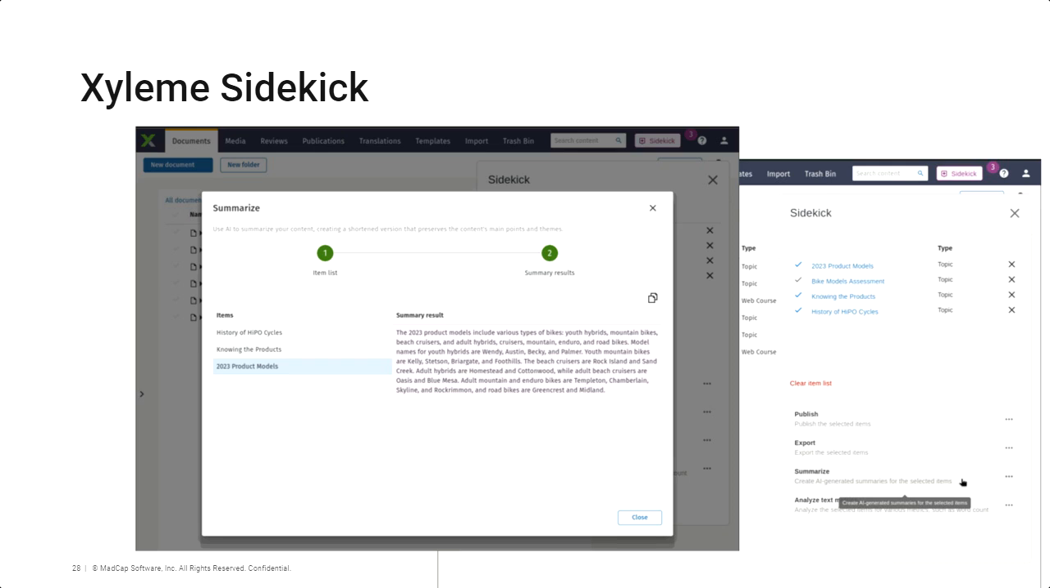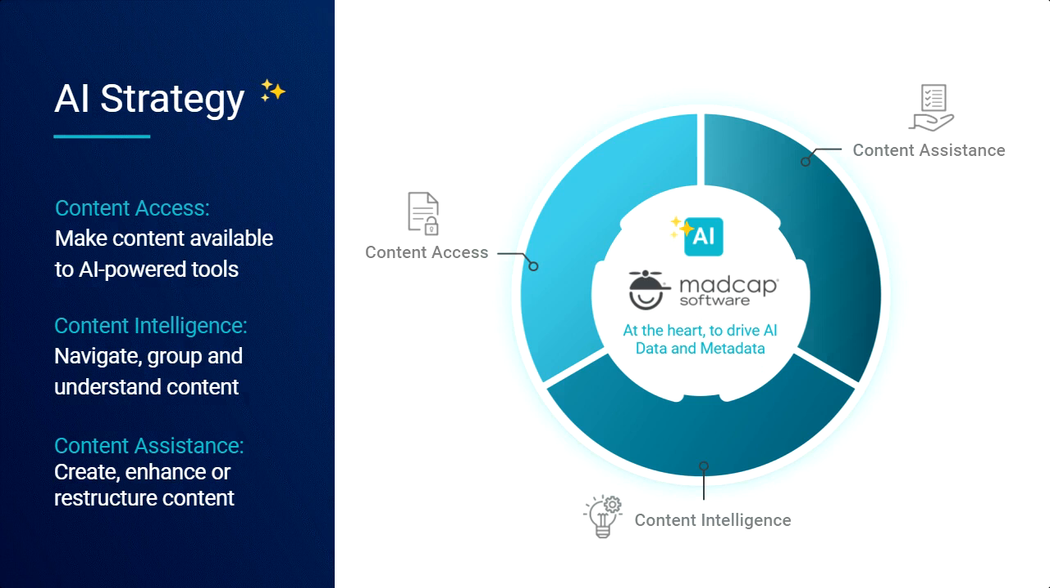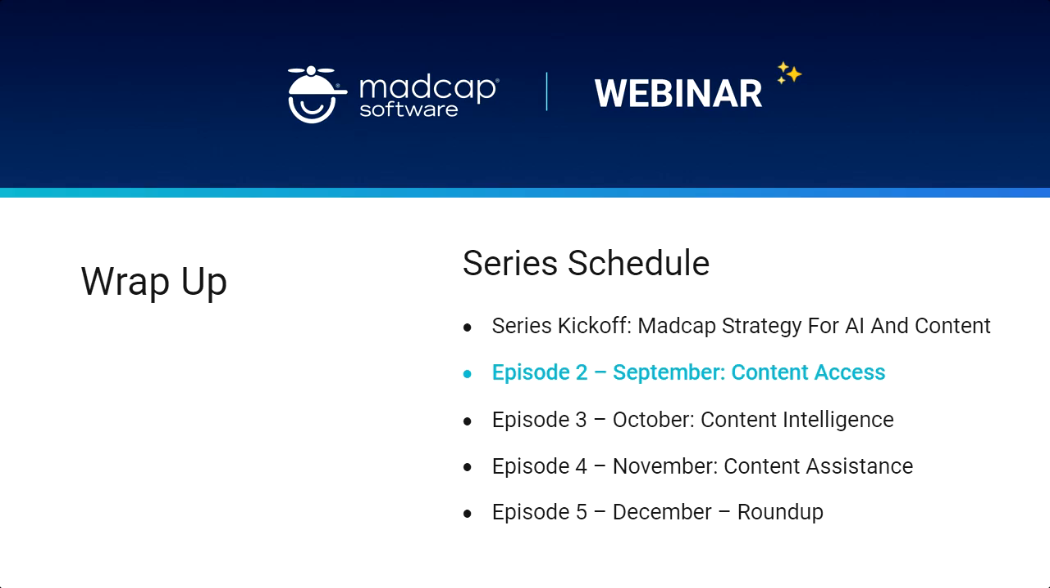I would like to invite you all to make sure that you sign up for the following episodes. We started off with this one on the overall MadCap strategy for AI and content. On September the 12th, we'll be running one on content access. So that is basically how and all the things to look at in preparing to start giving access to your content using some of our tools. And we'll talk a lot more about it.